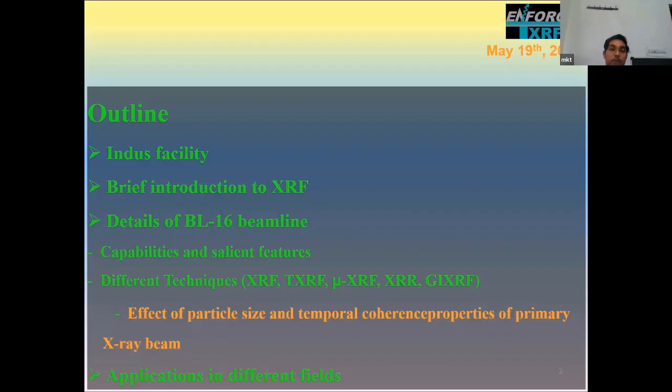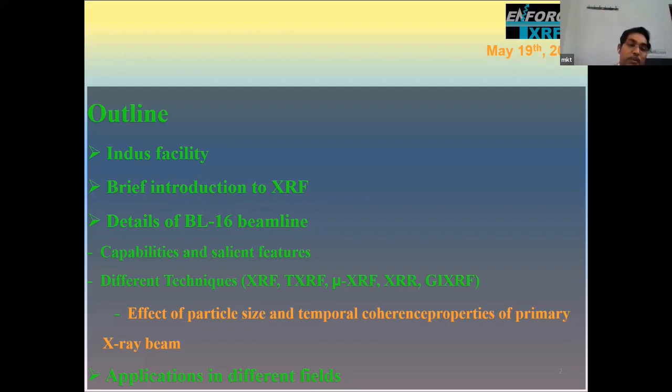So this is the plan of my talk. I will be describing the Indus facility, where we are working. And then I will provide a brief introduction, because you already know all these things. We are all experts in XRF, so we all know. And then I will describe the BL16 beamline, which we have set up in the Indus facility.